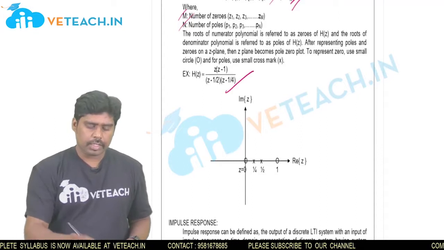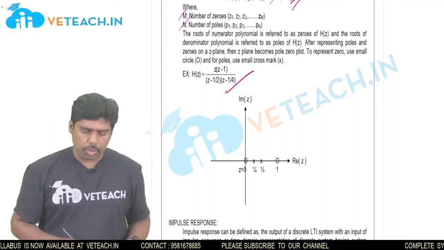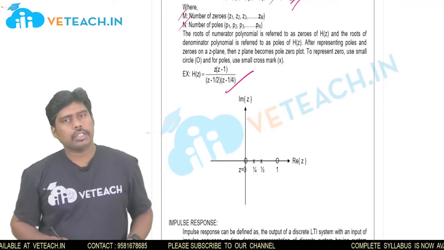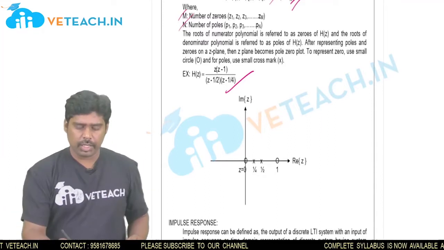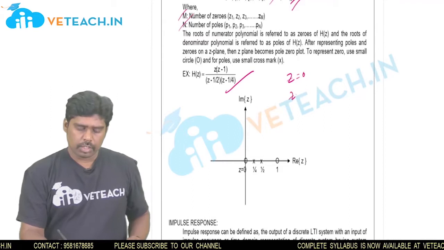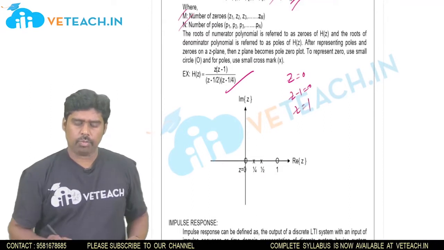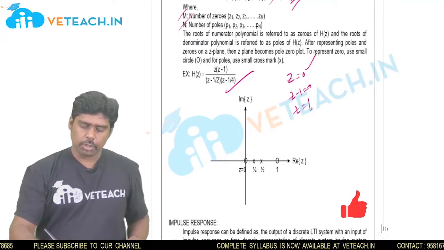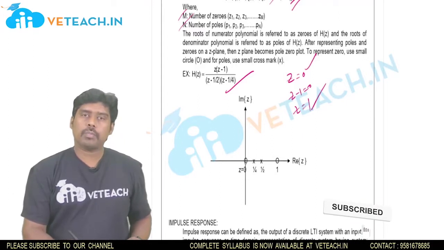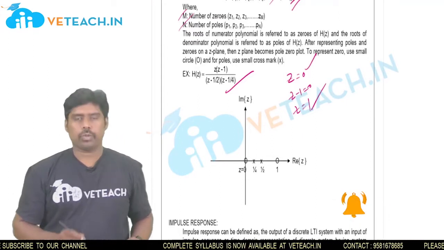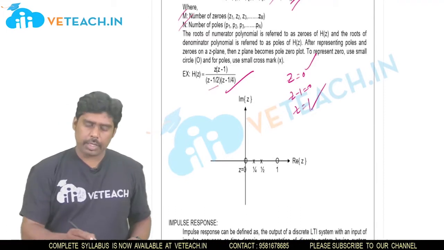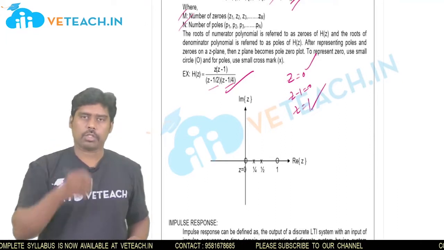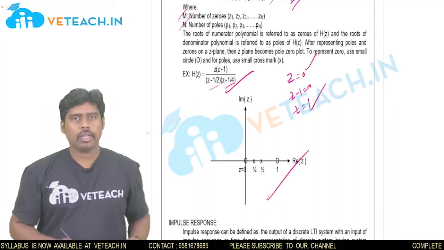For example, take z into (z minus 1) divided by (z minus 1/2) into (z minus 1/4). In the numerator we have two terms, z and z minus 1. That means z equal to 0 and z minus 1 equal to 0, that means z equal to 1. We have two zeros, z equal to 0 and z equal to 1, so they are represented by circles at 0 and at 1. In the denominator, z equal to 1/2 and z equal to 1/4 are two poles, so poles are represented with a cross mark. So this is the way to determine poles and zeros.